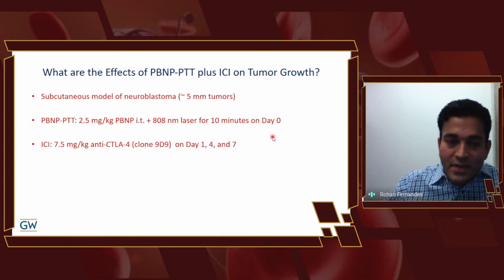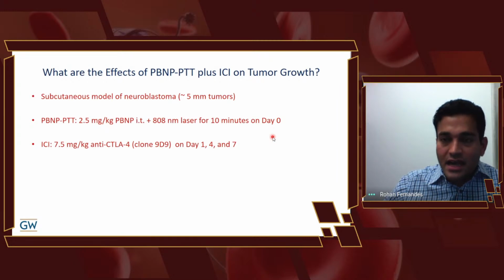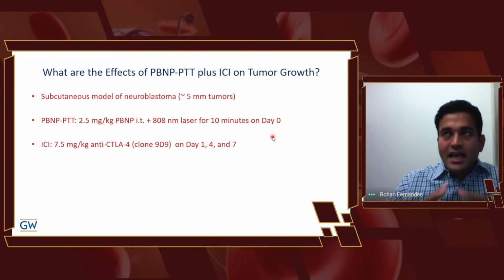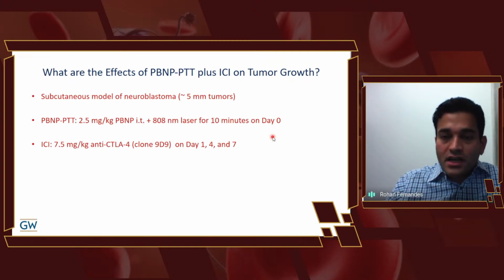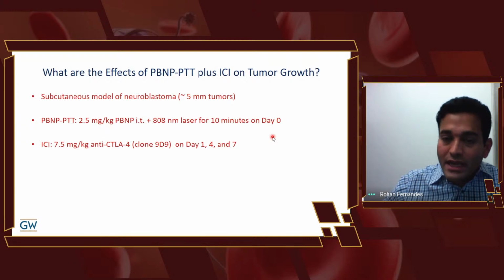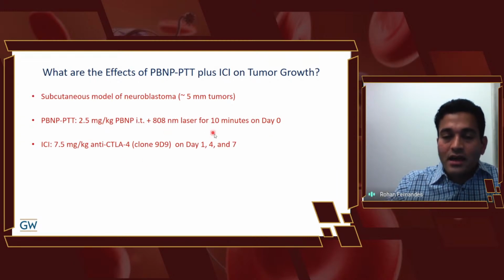And then we systemically injected immune checkpoint inhibitors at a dose of 7.5 milligrams per kilogram. This was anti-CTLA-4, clone 9D9, and we gave 3 administrations of it on days 1, 4, and 7. So the day after PTT, and 2 further administrations. Now, I must point out here that if you really wanted to optimize the anti-CTLA-4 dosing regimen, people have used multiple weeks of this dosing regimen to see the benefits of it.